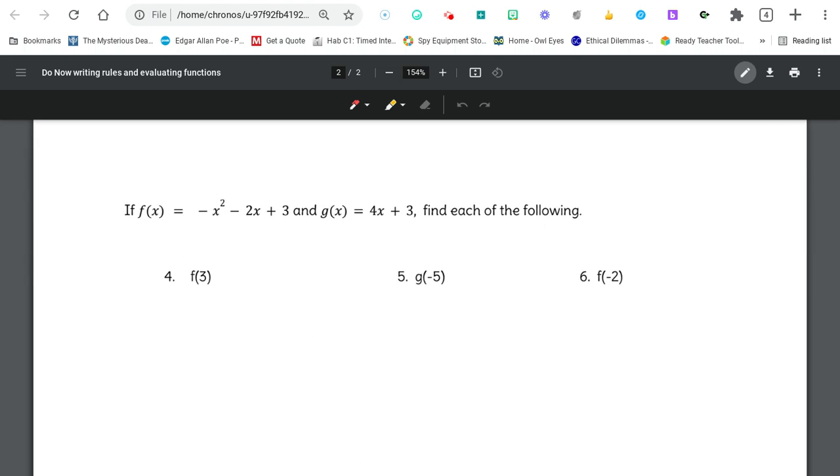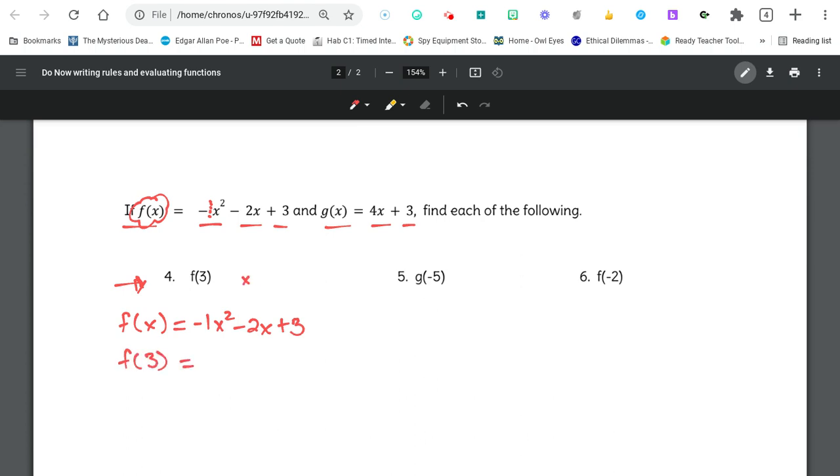It's just function notation. It says, if f of x is equal to negative x squared minus 2x plus 3, and g of x is equal to 4x plus 3, find each of the following. So number 4 tells me to find f of 3. So I'm looking at this function. I'm going to write that down. But I'm going to put my imaginary 1 there so I don't make a mistake with signs. And I'm looking for f of 3.